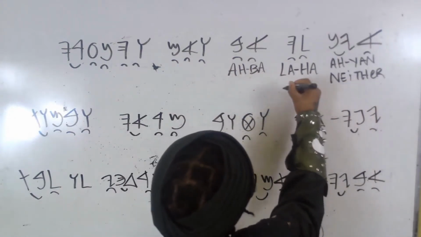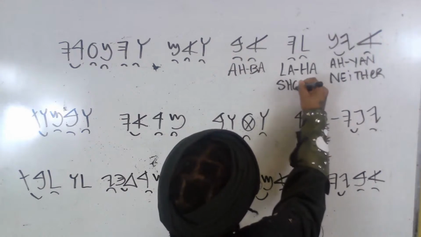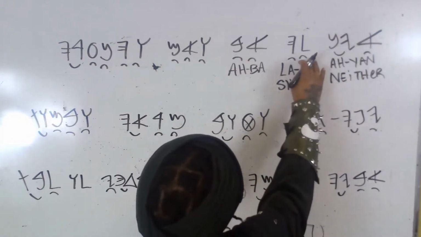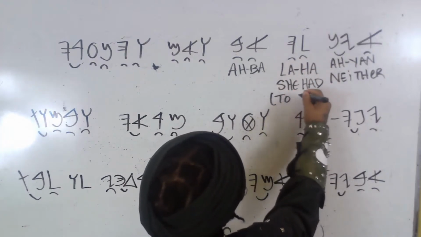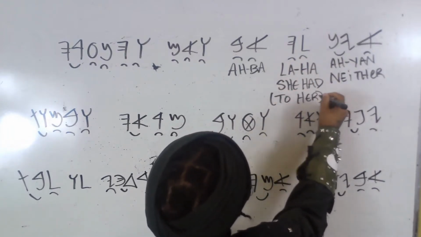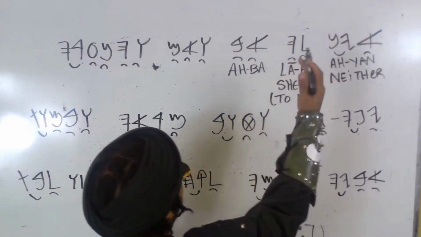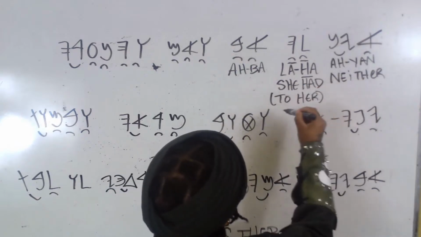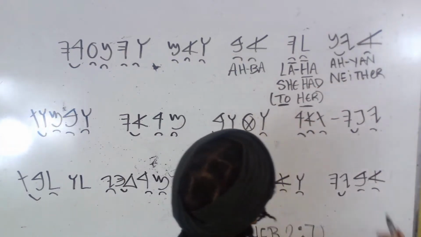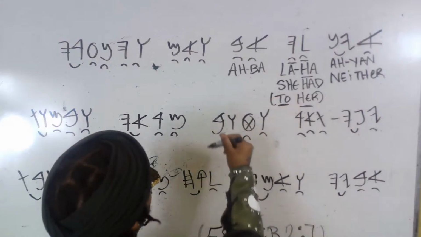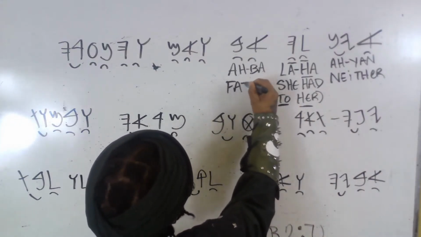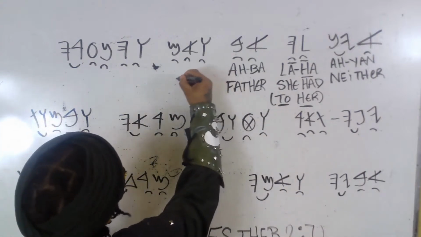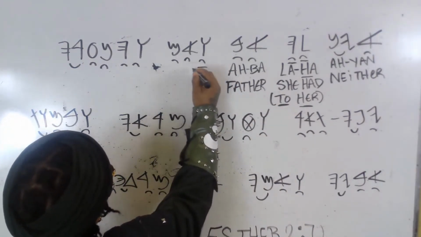Ayun Laha, this is she had, right? Now, this is actually saying to her. Ha at the end of a root word means her, but la at the end of a root word means to. So to her, neither to her father, wa'ama, nor mother.